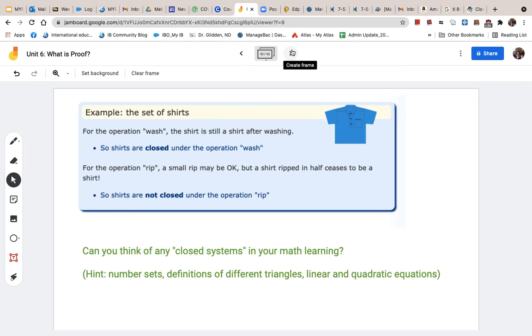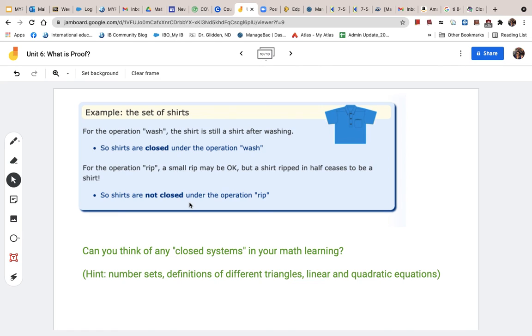Let's take a look at this extension of logical thinking. For the operation of wash, the shirt is still a shirt after washing. So shirts are closed under the operation of wash. In other words, a shirt is always a shirt. The condition, the features, the texture wouldn't be changed. But for the operation of rip, a small rip may be okay, but a shirt ripped in half ceases to be a shirt. So shirts are not closed under the operation rip.